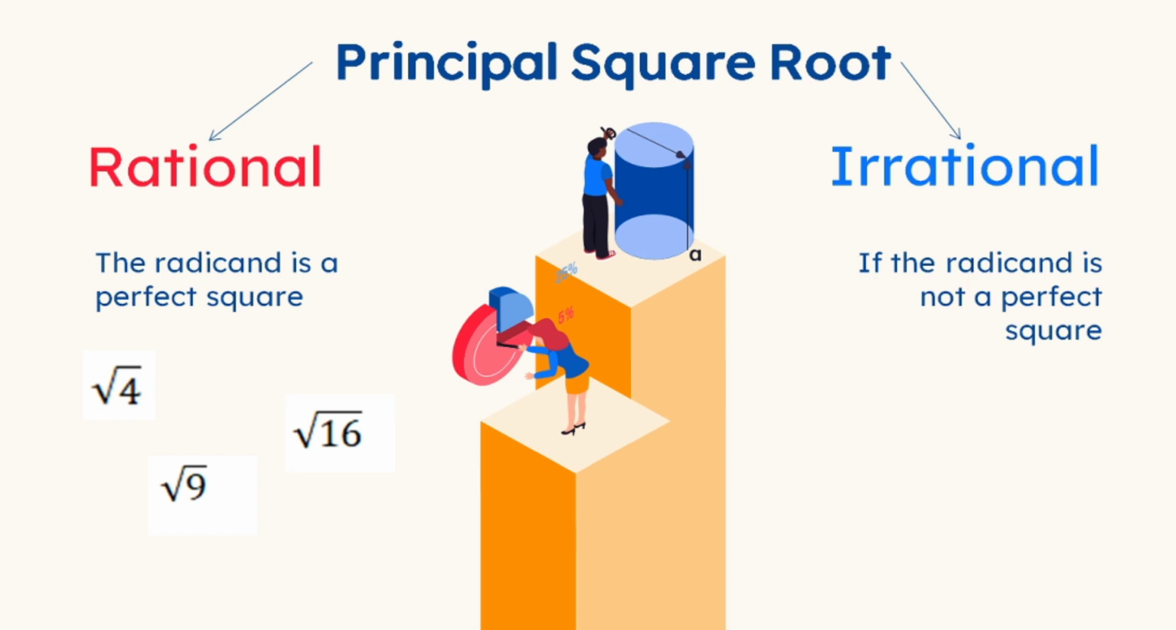Kabaligtaran naman niya yung irrational. So, irrational, the radicand is not a perfect square. Kagaya ng square root of 2. Ang 2 ay hindi perfect square. Tama? Ang 6 ay hindi perfect square. Ang 5 ay hindi perfect square. Ano ibig sabihin ng hindi perfect square? Ibig sabihin, wala tayong exact na whole number na pag pinag-multiply mo sa sarili, ang sagot ay 2, 5, and 6.